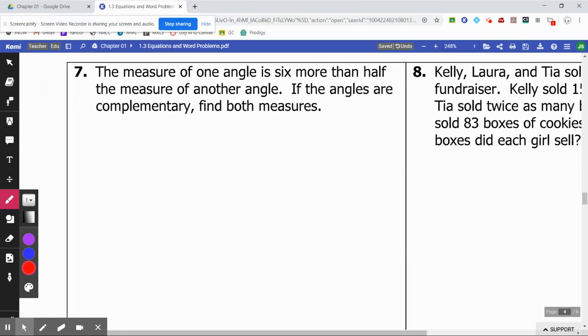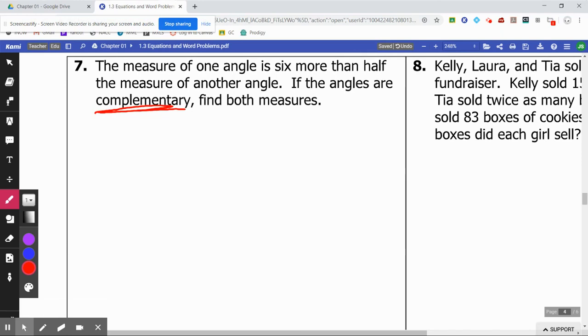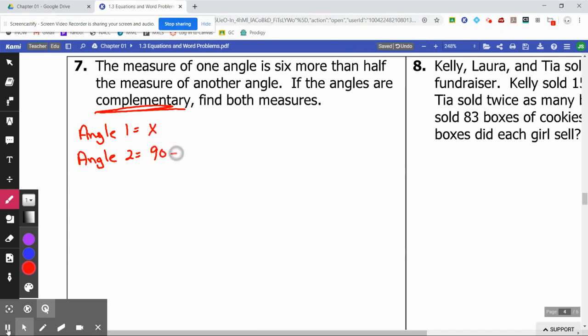The measure of one angle is 6 more than half the measure of the other angle. The angles are complementary. Now we're going back and we're doing some geometry here. If the angles are complementary, we'll call them angle 1 and 2. We're defining our variables here. Angle 1, we'll let be our x. If they're complementary, that means they add up to 90. So the two angles would be x and 90 minus x because they add up to 90.